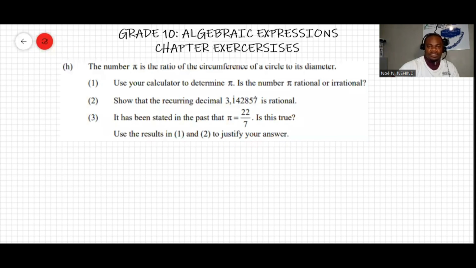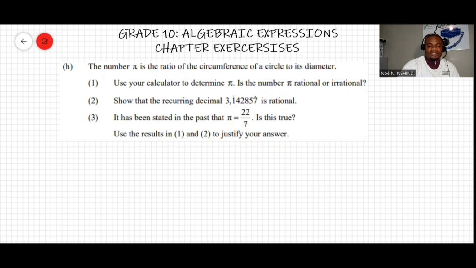Well, we have another question here, question H. The question says that the number pi is the ratio of the circumference of a circle to its diameter. And then question 1 says, use your calculator to determine pi. Is the number pi a rational or irrational number?